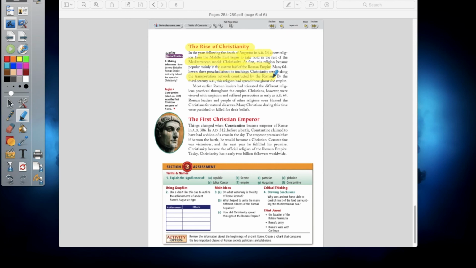By building roads and establishing safe routes of passage for quick travel throughout the entirety of the Roman Empire, this religion spread like wildfire, going throughout the entirety of the planet. Not the entirety of the planet, throughout the entirety of the Roman Empire. Now, Roman leaders were originally okay with it, but the problem was they were saying that the Christians were becoming more powerful than they were because more and more followers were joining.